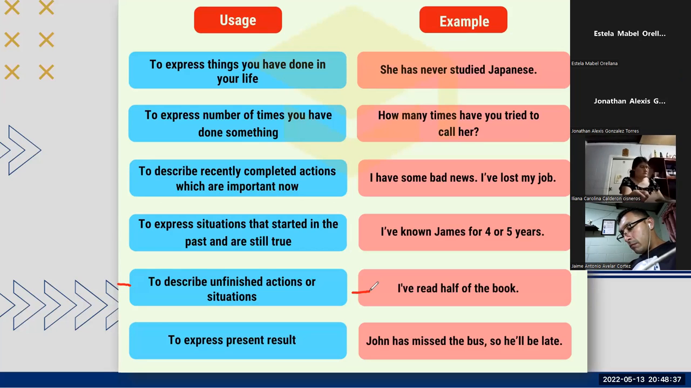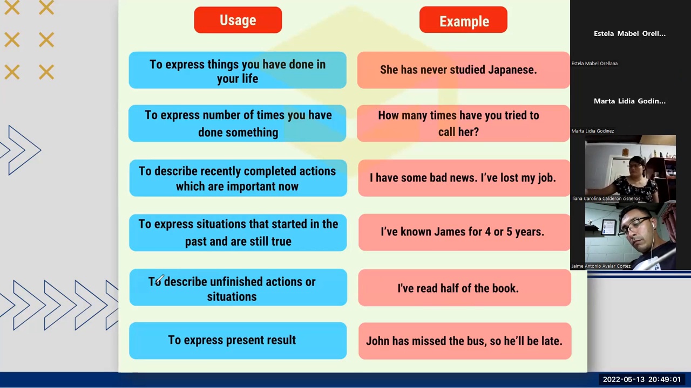Okay, to describe unfinished action or situation. Great. Example, Marta. I've read half of the book. I've read half of the book. I've read half of the book. Good job.